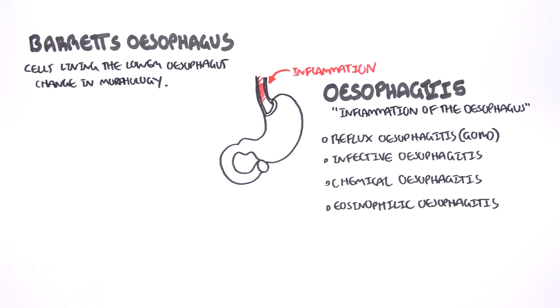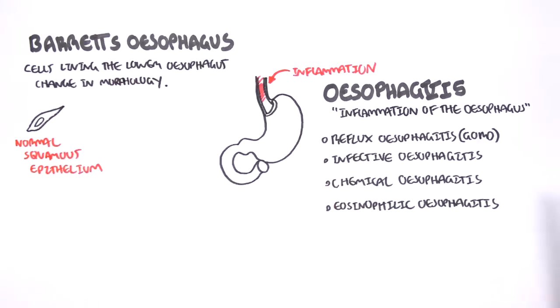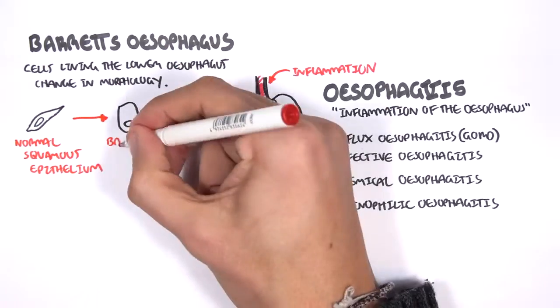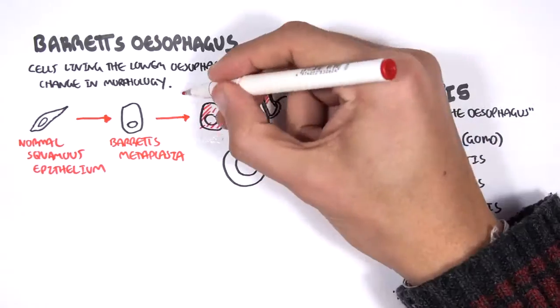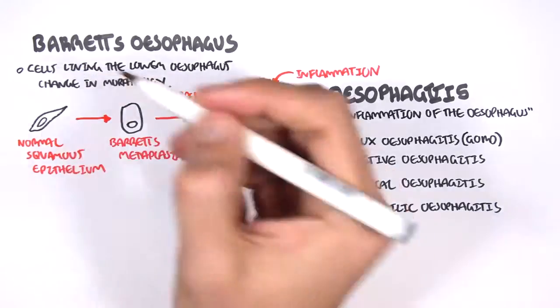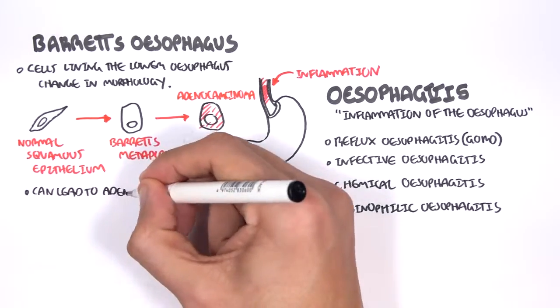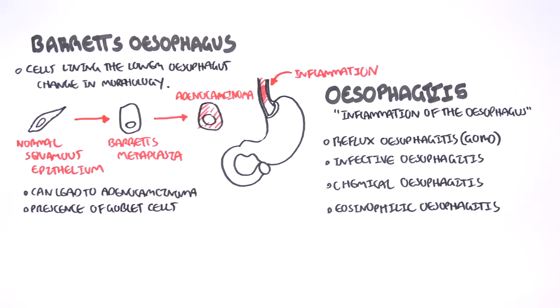So here in this area, we normally have squamous epithelial cells, but these change to Barrett's metaplasia, which can subsequently lead to adenocarcinoma of the esophagus. So the relevance of Barrett's esophagus is that change in morphology can lead to adenocarcinoma, and also pathological findings reveal that there are goblet cells present in the area where they shouldn't be.